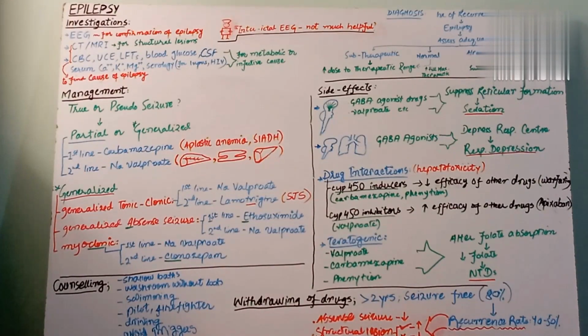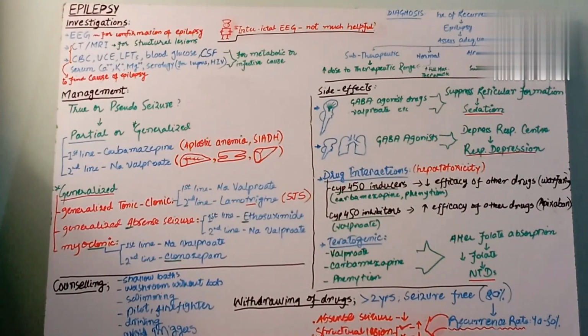Now coming towards the side effects, the GABA agonist drugs and valproate suppress the reticular formation. Actually, reticular formation is the one which keeps us aware, which maintains our consciousness. So these drugs suppress it and cause sedation. Actually, with all antiepileptic drugs, if you increase the dose of any antiepileptic, it will cause more and more sedation. But these are specific ones, so that's why I mentioned them here. GABA agonists can also depress the respiratory center in the brain and cause respiratory depression.